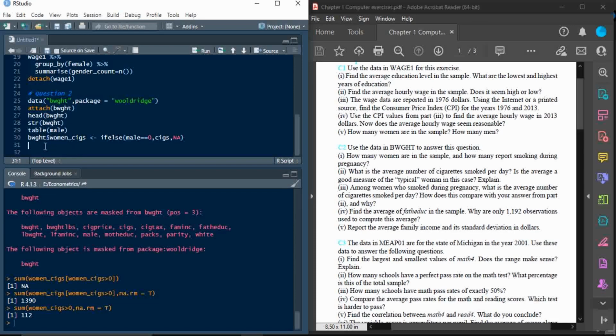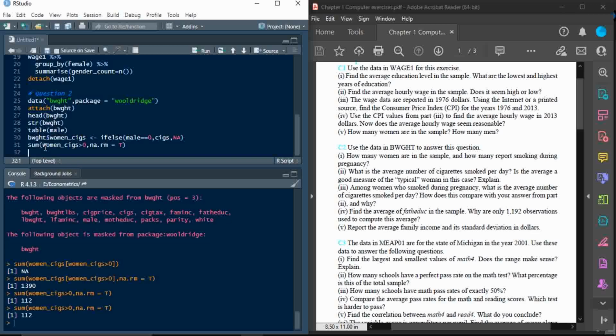Now use this function sum, women cigs. We want to report the women who smoke during pregnancy, therefore this value should be greater than 0. And if there are NA values in your data, then you should type an additional parameter na.rm equals TRUE, and TRUE can be represented by simple capital letter T in RStudio, and then press Ctrl plus Enter. Now there are 112 women who reported smoking during pregnancy.